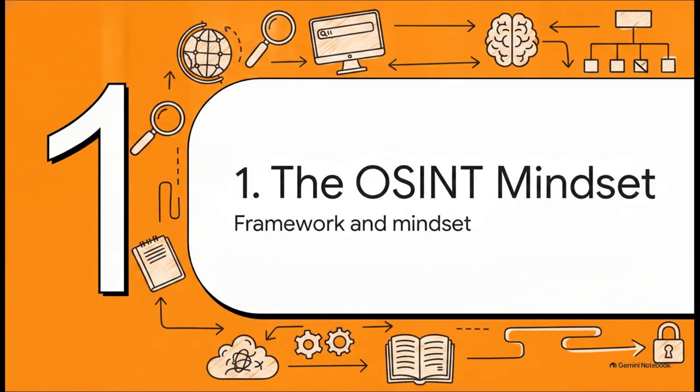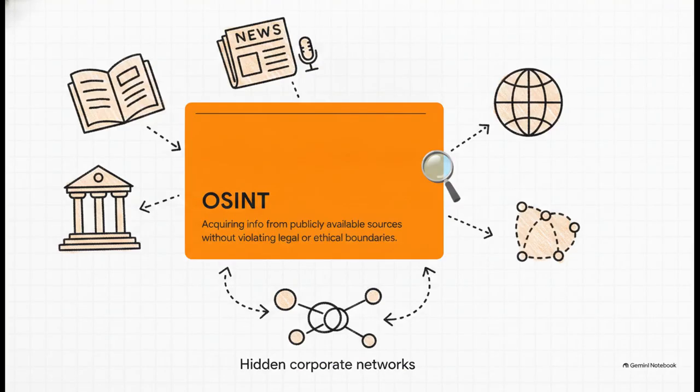Okay, starting off with Section 1, the OSINT mindset. The entire core of this kind of work revolves around a concept called OSINT, which stands for Open Source Intelligence. Basically, OSINT is all about taking openly accessible data and piecing it together to create a really comprehensive intelligence picture. The absolutely crucial point here is that this relies entirely on publicly available sources. There is zero hacking involved, none. Investigators are simply pulling from government publications, news articles, business registries, and court records. And they're doing it all without violating any legal or ethical boundaries whatsoever.